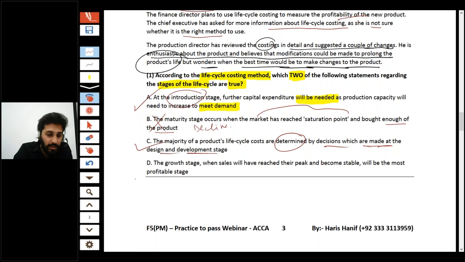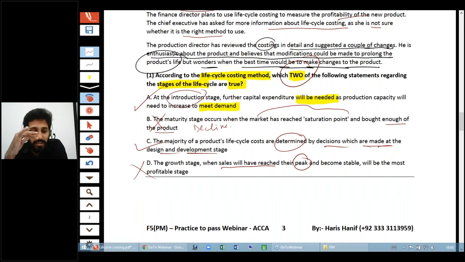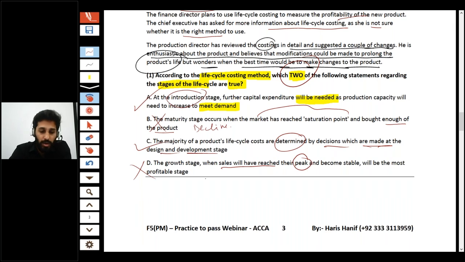The last point, obviously, it would be wrong because we need two statements which should be correct, right? The growth stage when sales will have reached the peak, no. It's the maturity stage when your sales are at the peak and become stable, right? And it will be the most profitable stage. No, it is the maturity stage. So these two statements are wrong.